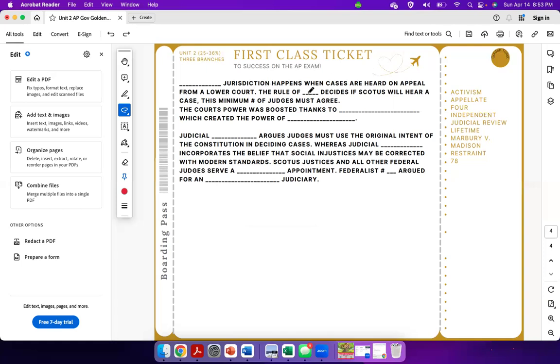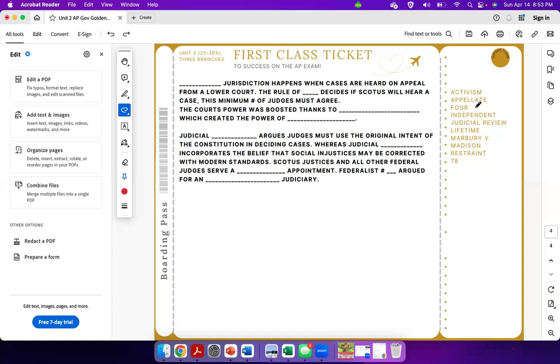The rule of blank decides if the Supreme Court will hear a case, the minimum number of justices must agree. It's called the rule of 4. I remember talking about that in class. Again, there's 9 Supreme Court justices. If 4 of them agree to take a case, that means the court will take the case. And I know you're thinking, well, that's less than a majority. I totally agree, but they will take the case.